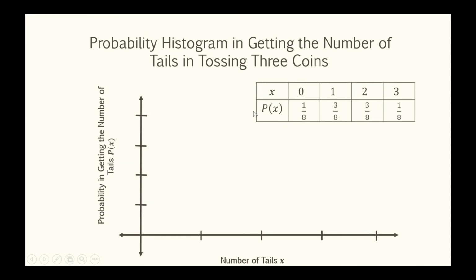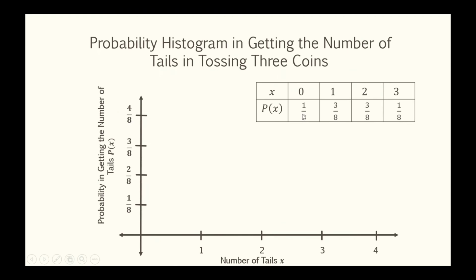We have noted the table in the previous slide. So we have here the x-axis for the number of tails, x values, and then for the probability in getting the number of tails, we have the symbol P of x in the y-axis. For the number of tails x, we have 0, 1, 2, 3, 4. For the P of x, or in the y-axis, we have 1 over 8, 2 over 8, 3 over 8, and then 4 over 8.